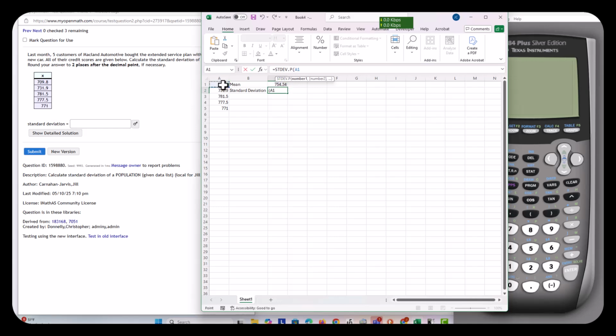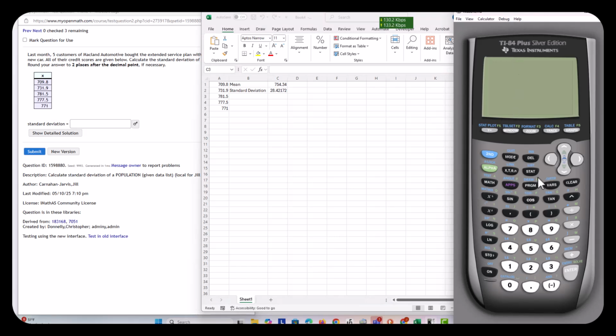And then you can highlight your range here. Okay, so my standard deviation is 28.42172. So we want 2 decimal places, that'll be 28.42. Let's see what the TI does for us.